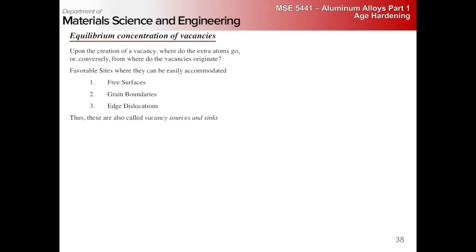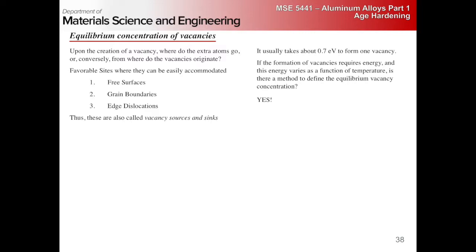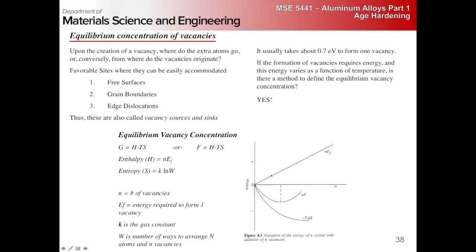We reminded ourselves that vacancies don't pop into existence out of nowhere. If you want to form a vacancy in the middle of your crystal, you have to move an atom to an interstitial site, which is very expensive. But at interfaces, free surfaces, grain boundaries, and certain dislocations, which are basically vacancy sources and sinks, we can easily create a vacancy. The enthalpy of formation is about 0.7 eV.